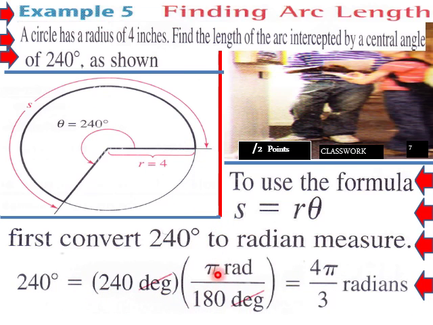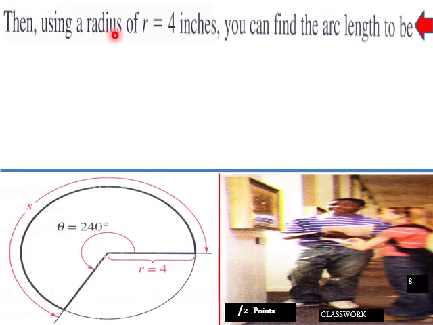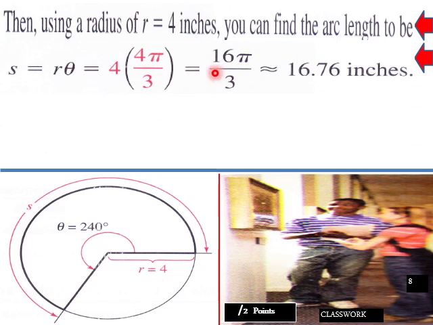Well, we need our conversion factor here: pi radians over 180 degrees. We multiply 240 by this and we get 4 pi over 3 radians for our central angle. Then using a radius of r equals 4, you can find the arc length to be 4 times 4 pi over 3, which equals 16 pi over 3, and when you do your arithmetic, you get 16.76 inches for s.